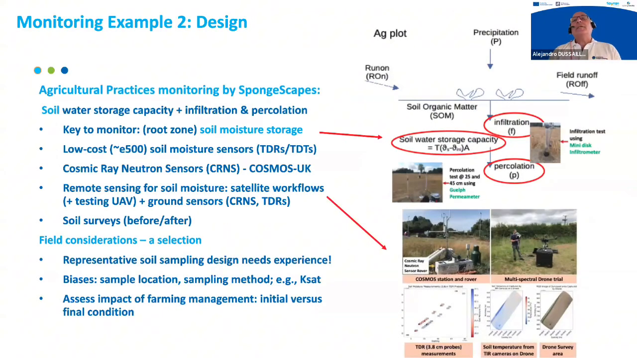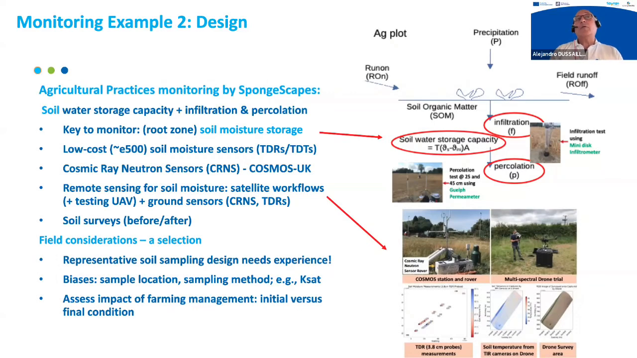So what was the design here? The main aspect is soil water storage, particularly in the root zone, but the drainage of that root zone is the percolation, so we're measuring both. The first aspect is bulk density sampling and analysis to estimate porosity, and measuring the field with Guelph permeameters. In this picture, we're measuring percolation at 25 and 45 centimeters depth, so as to estimate percolation under the root zone.